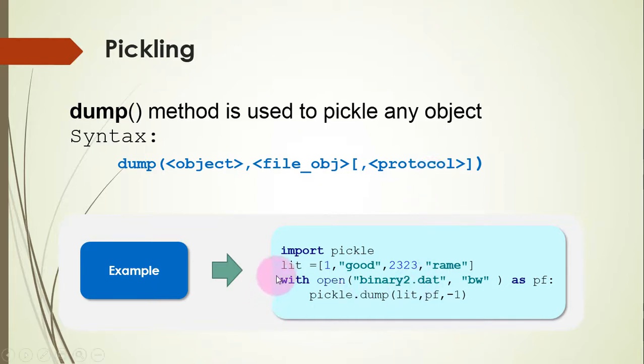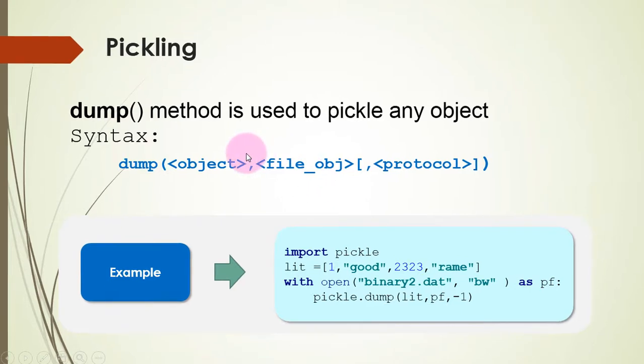Now see how I have used pickle. First of all, we have imported a module or a package called pickle. Then I have created a list. I have opened a file in binary write mode. The file object is pf, and then I have used the pickle.dump method, specified my list, and then specified my file. -1 is the highest binary mode.